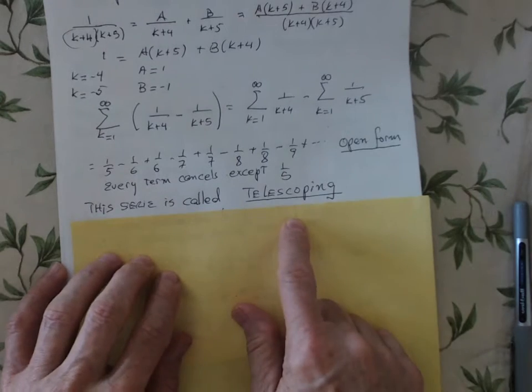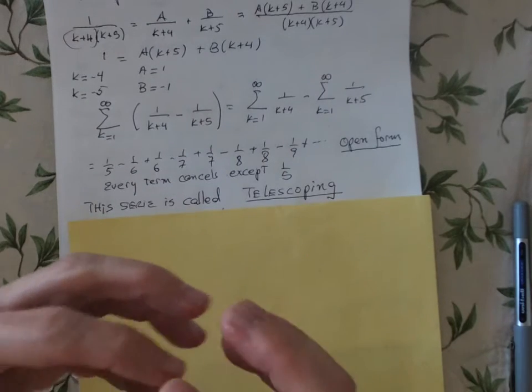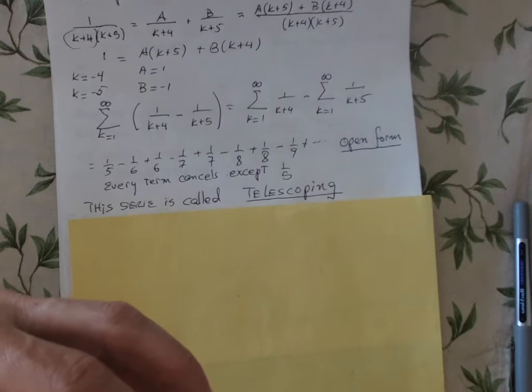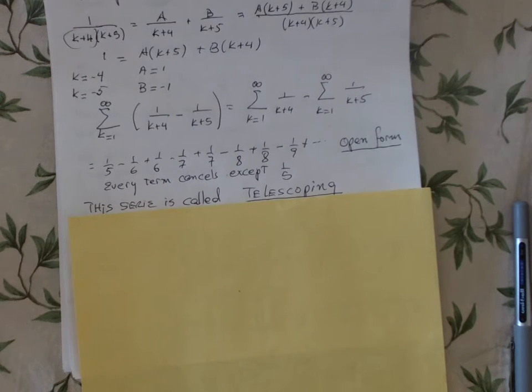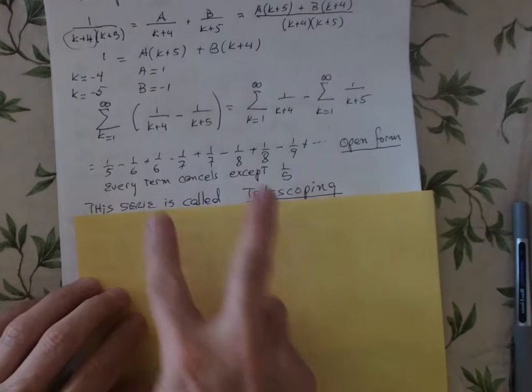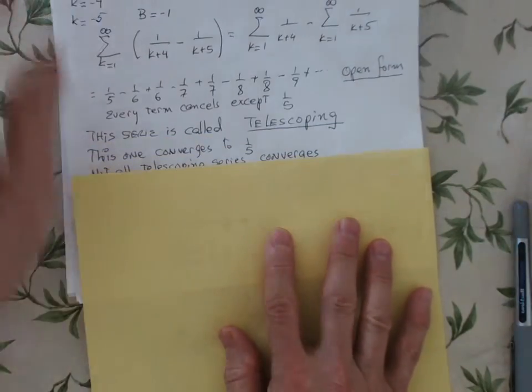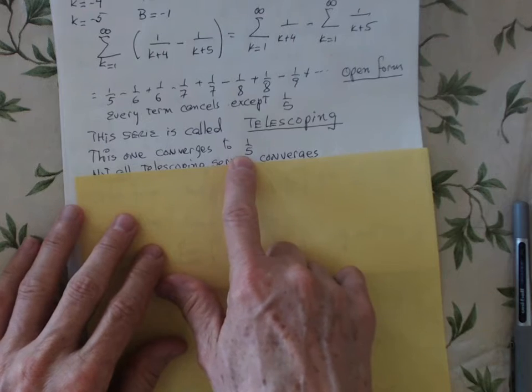Telescoping. Why telescoping? Because a telescope looks like a cone, but you can shrink it and expand it. That's basically what's going on in here. That's why they call it telescoping. So this converges to 1/5.